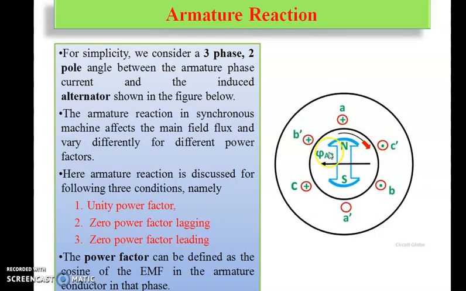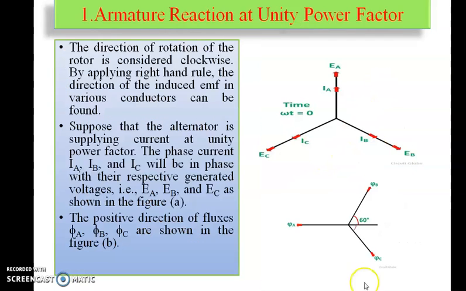Here I have shown the phi AR. What is phi AR? This is the resultant armature flux. Phi means flux, A means armature, R means resultant. Okay, this is nothing but the resultant armature flux. Now this is the direction of the fluxes. We call it the positive direction of the fluxes.